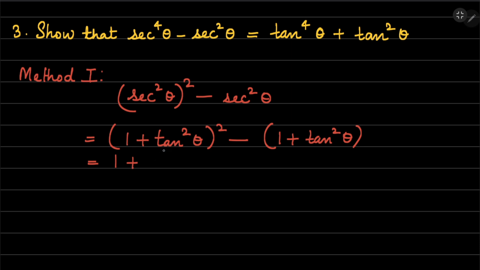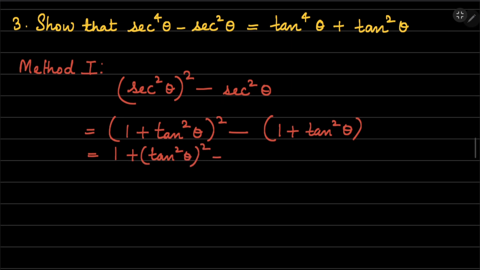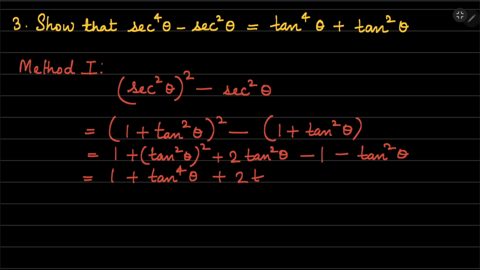So what is tan square theta? Okay, let me write tan square theta the whole square. This is b square plus 2ab. That is 2 into 1 into b is nothing but tan square theta. Okay, and then minus into 1 minus 1 minus into plus is minus tan square theta. This is the second term. Okay, so here what do you get? 1 plus tan square theta the whole square is tan to the power 4 theta, right? Plus 2 tan square theta minus 1 minus tan square theta. These are like terms.